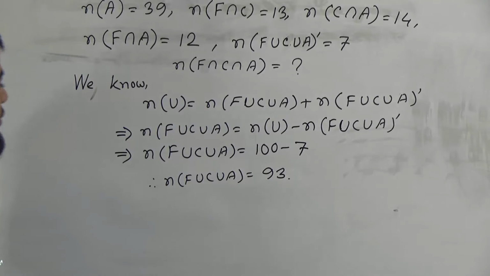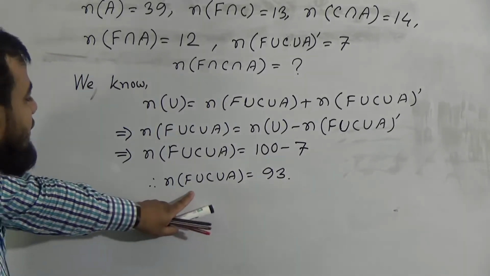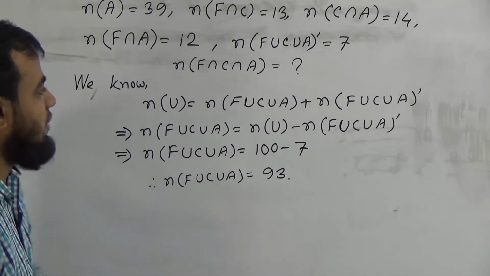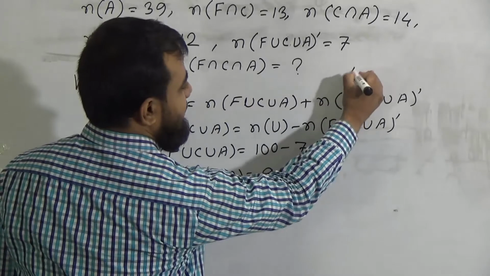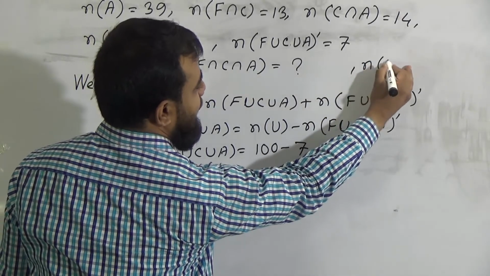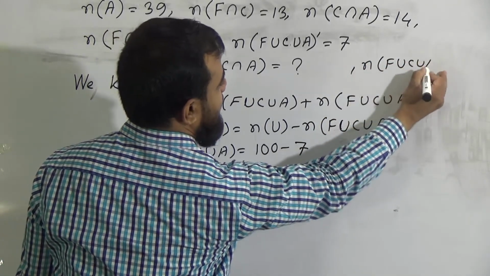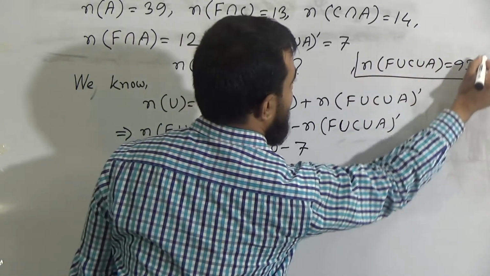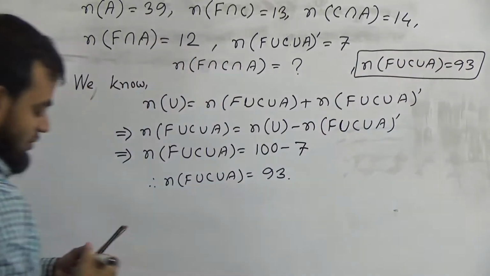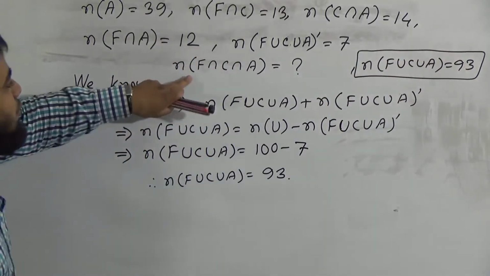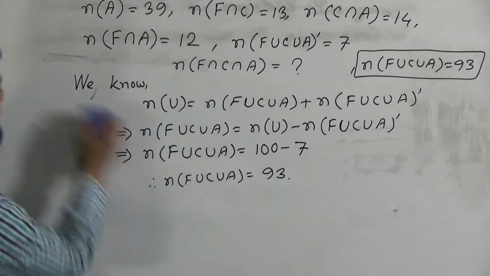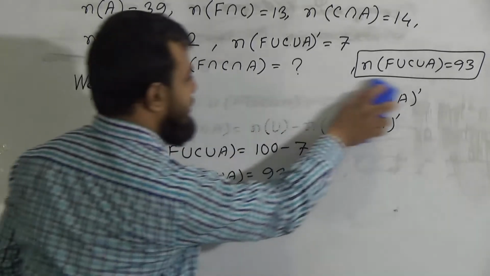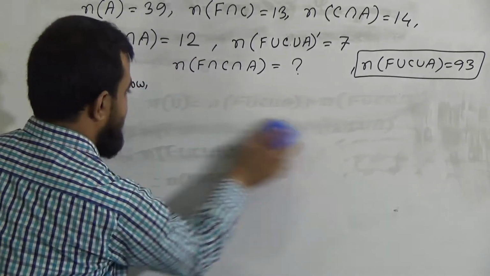Now we can calculate directly this value with the help of a proposition. Now my dear students, the number of elements of F union C union A is equal to 93. Note it down on the right side. I have noted it on the right side because I am going to erase this one. We need to find out this value.